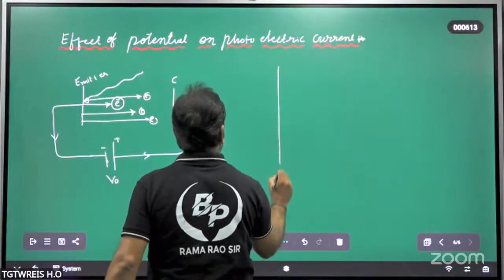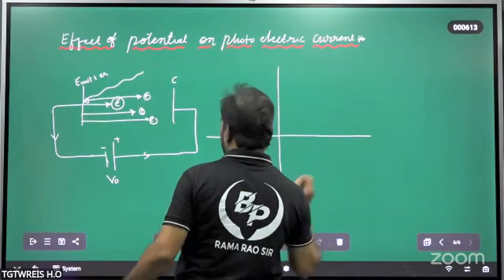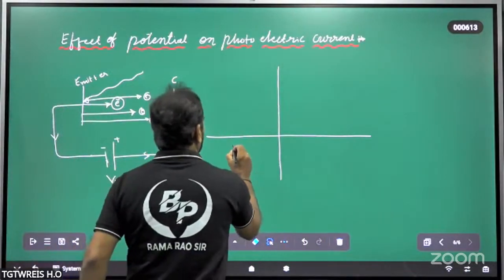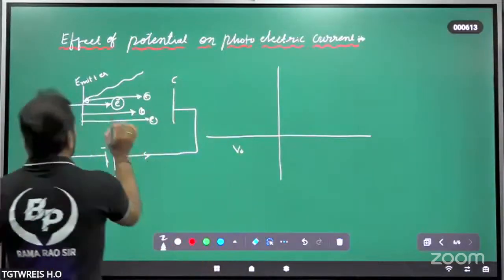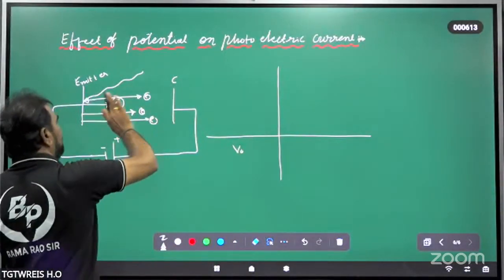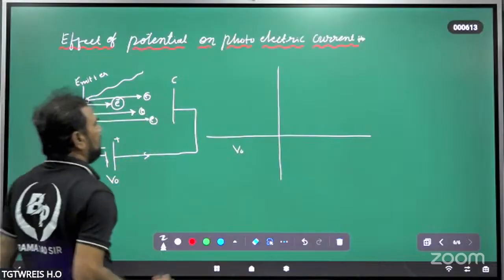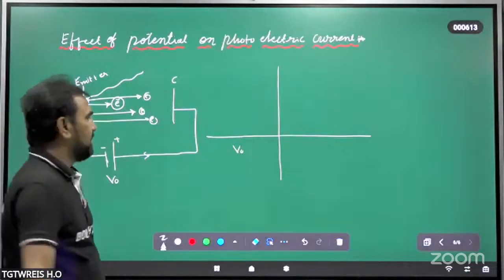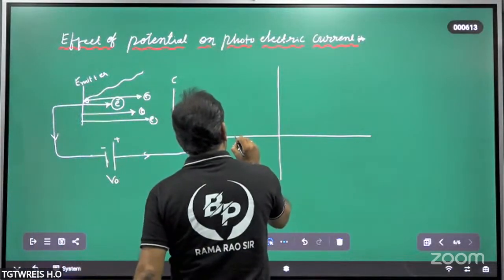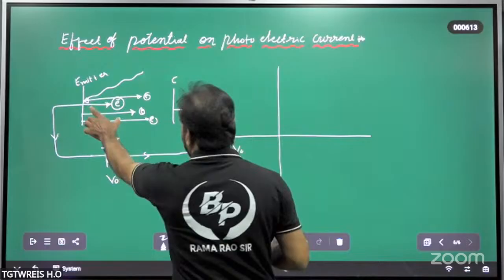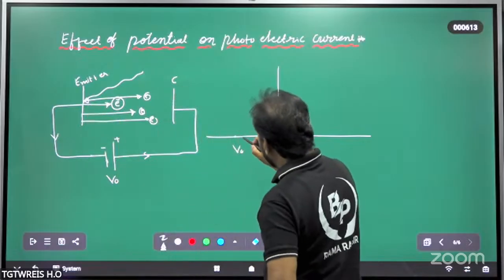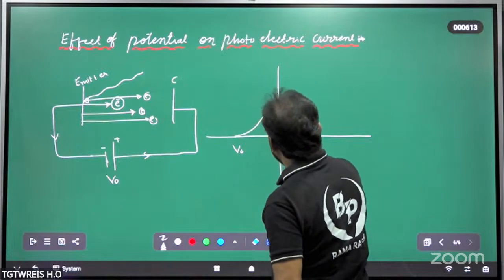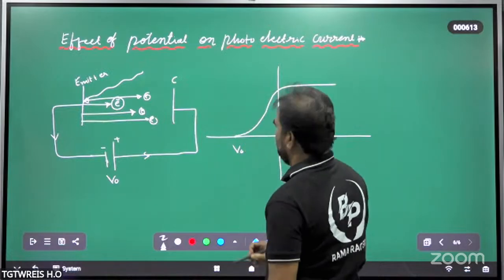See here. This is when we apply a potential V0 like this. What happens is that all the emitted electrons gradually increase from the emitter to the collector. That means the flow of current in the circuit is also gradually increased. The electrons start here and gradually increase, so the current in the circuit also gradually increases like this.